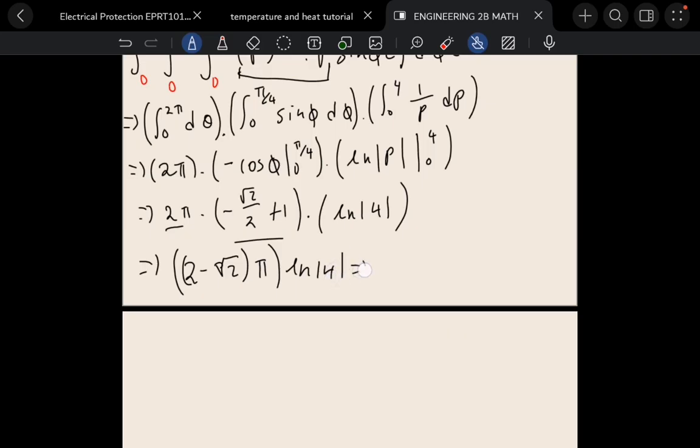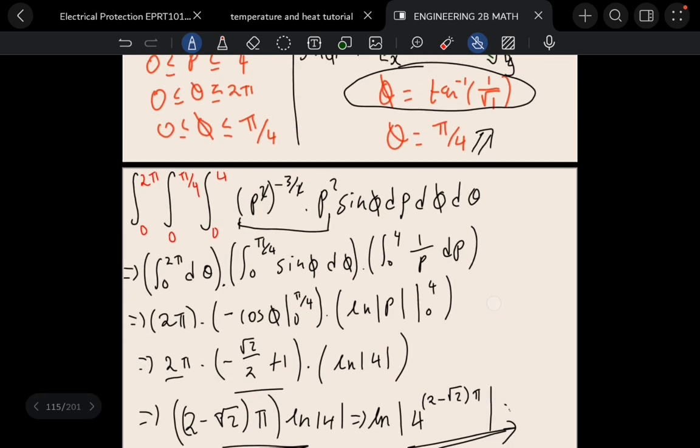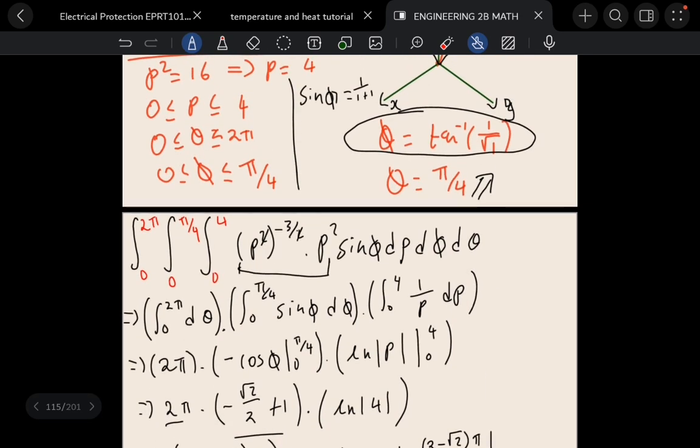And if you're going to write it in mathematical form, I'm going to have something like ln 4 to the power 2 minus root 2 pi. That is your final answer. So it's something like that. The decimal place from here is the same decimal place from there. It does not matter really. So this is how you calculate it.